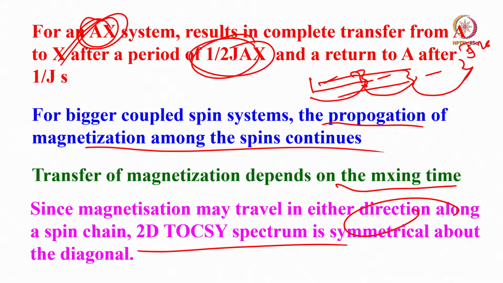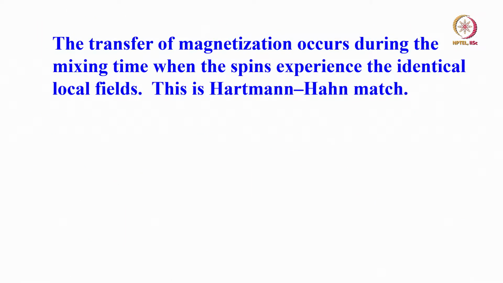So that means the coherences, if established among the coupled partners, are symmetrical with respect to the diagonal, similar to COSY. The transfer of magnetization occurs with the mixing time when the spins experience identical local fields. When will it happen? The transfer takes place when the spins experience the identical local field. Then the spins lose their identity. When there is no identity for the spins, all of them behave the same, so the energy transfer can take place.